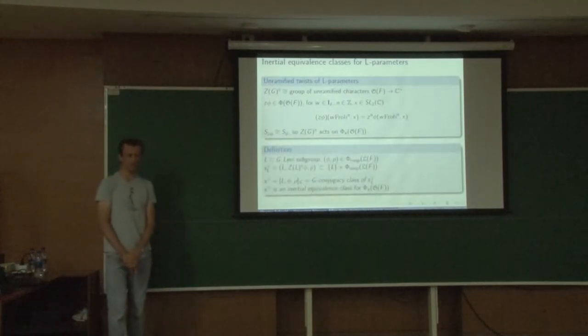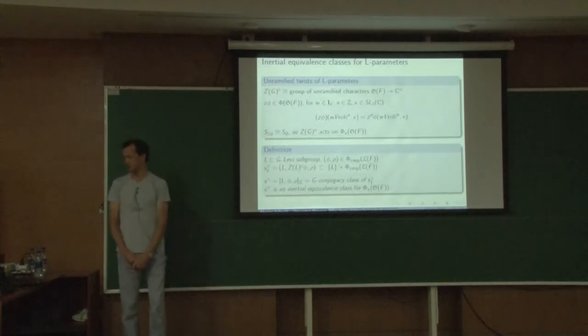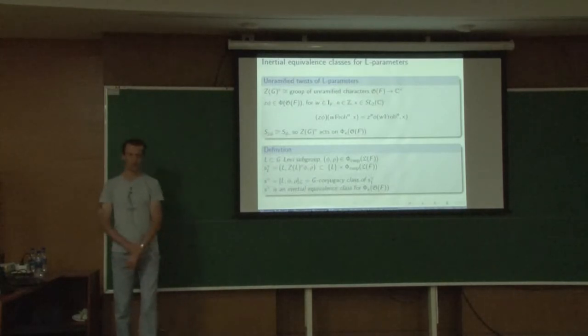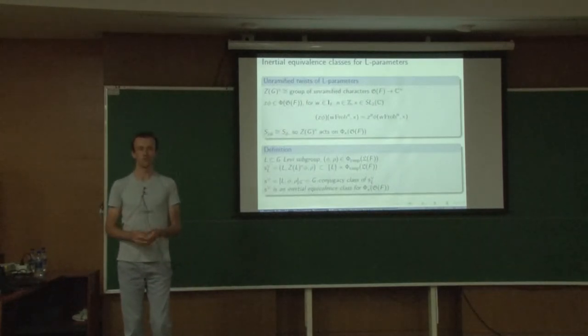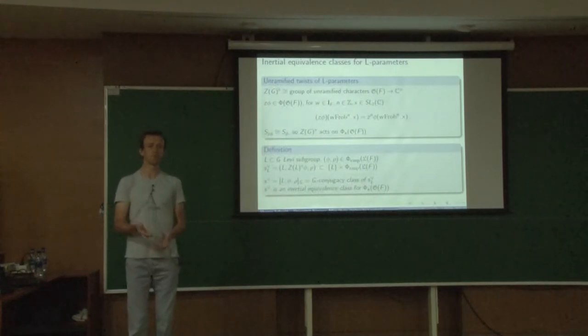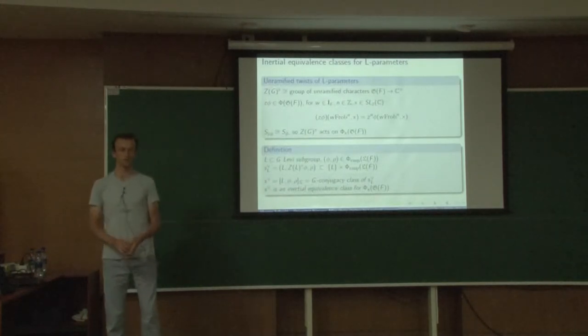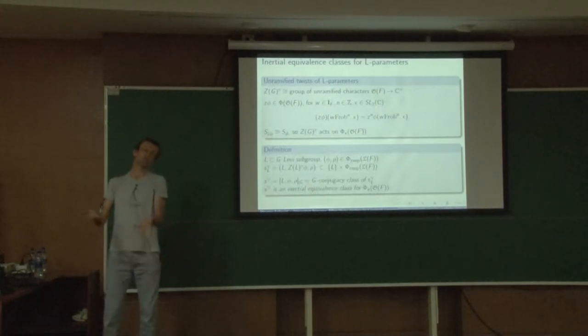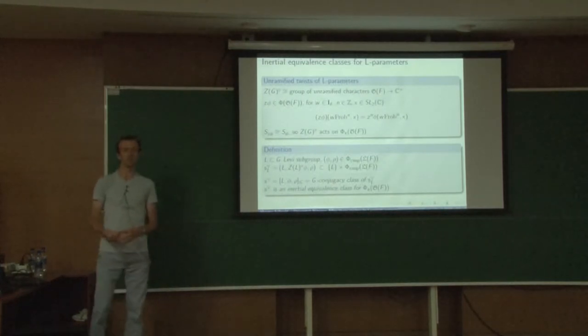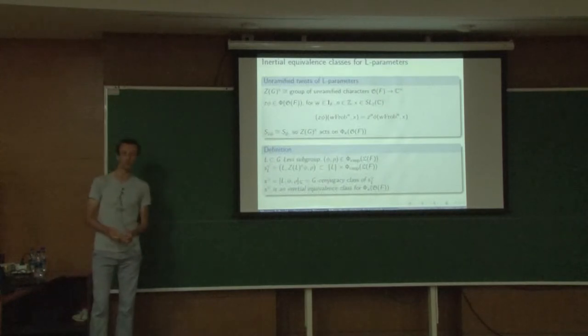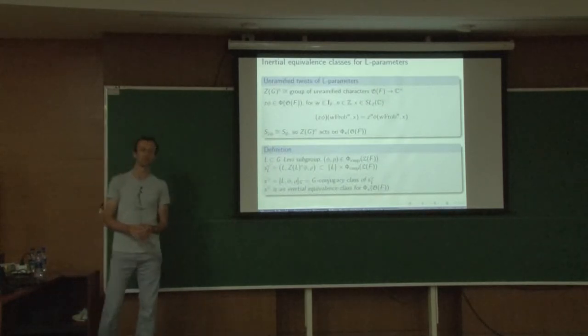Then there's enough to define what a Bernstein, or rather first what an inertial equivalence class is. Namely, you start with a Levi subgroup of your p-adic group. You fix a cuspidal Langlands parameter of that, allow all possible twists, and you say, okay, this is an inertial equivalence class for the Levi subgroup L. And then you say it's also an inertial equivalence class for G if you consider the whole thing up to G-conjugacy. This is completely analogous to Bernstein's theory of cuspidal supports for the irreducible representations of p-adic groups.